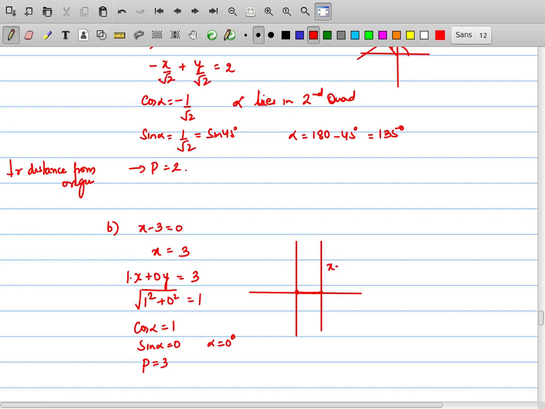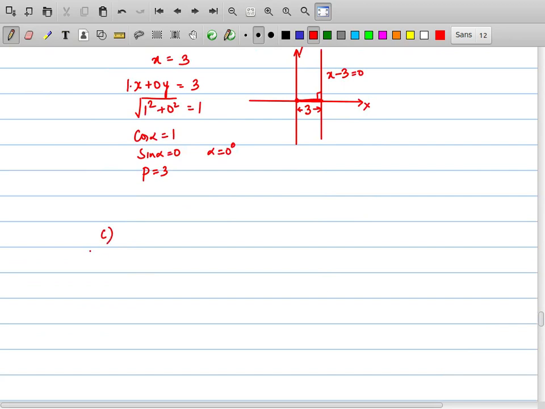This is x minus 3 is equal to 0. This perpendicular distance from the origin is 3, and this perpendicular is making an angle of 0 degree with the x-axis. Your line is not making an angle of 0 degree with the x-axis. Your line is parallel to the y-axis. Therefore, it is making an angle of 90 degree.